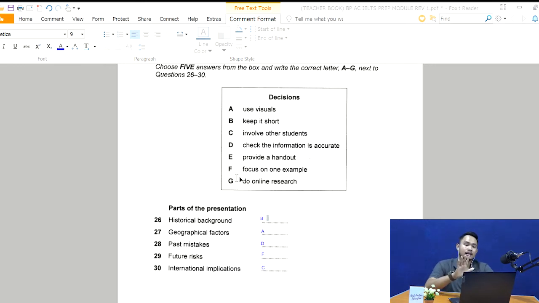So with that being said then, there is no mention about keep it short or anything in that audio. However, remember in the previous video that I mentioned before, everything is kind of being synonymized or paraphrased. So the answer is B, keep it short, because the man said that the other students know a little bit about the historical background, so don't take it too long. So B would be the best answer for that.